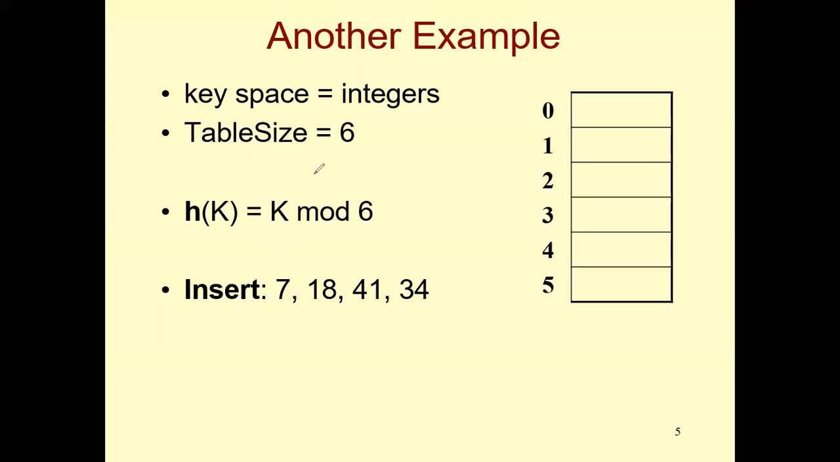The first number to be assigned is 7. So we're going to say 7 mod 6. What is 7 mod 6? 7 divided by 6 goes 1, and the remainder is 1, so 7 mod 6 is 1. That therefore means that 7 is going to go into index 1.